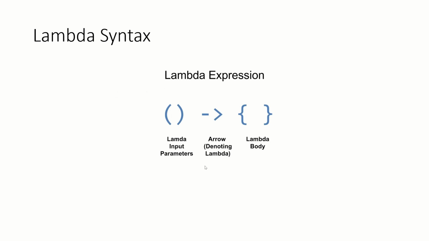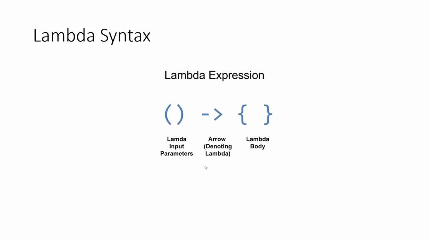So this is about the expression, or you can say the lambda syntax, how the lambda is looking like. First of all, we have the lambda input parameter, which is opening and closing parenthesis, and then we have the arrow, which is denoting the lambda, and then we have the opening and closing curly bracket, which is acting as a lambda body where we'll try to implement the anonymous function. So yeah, this is about the syntax.